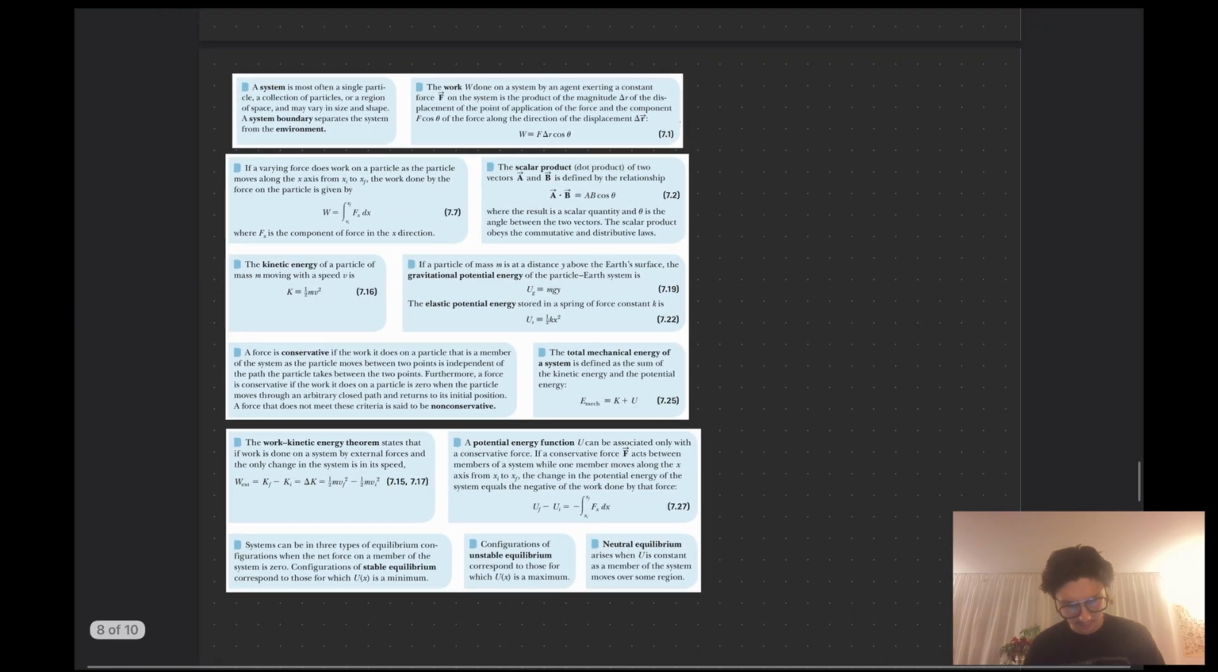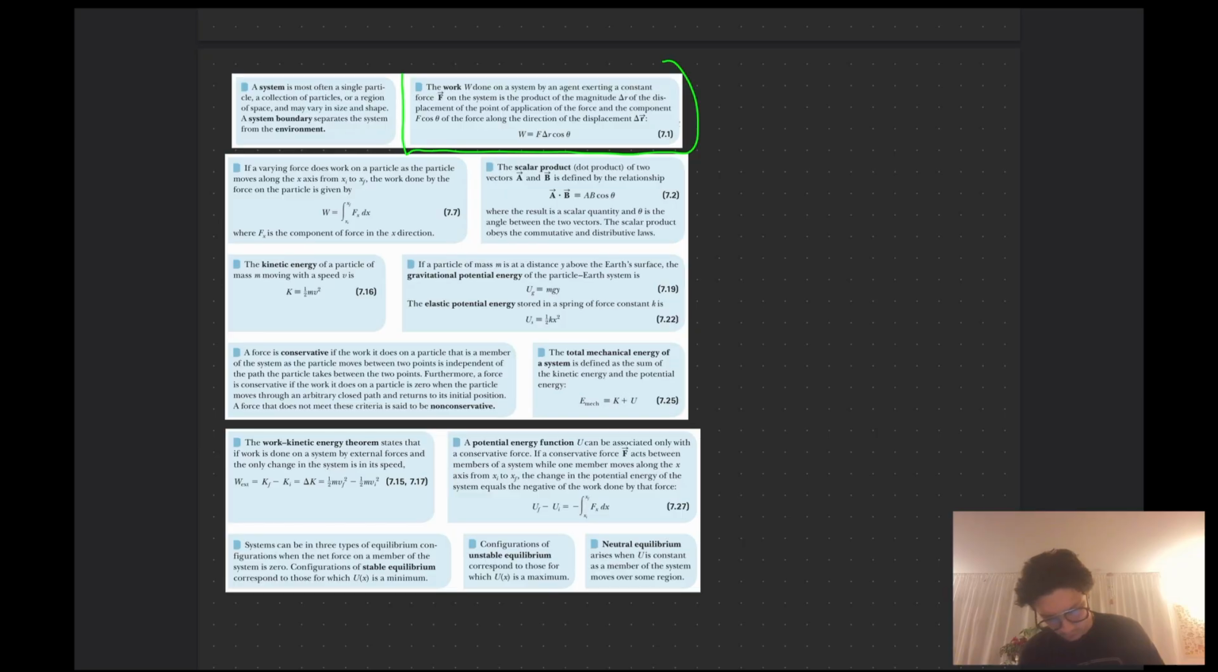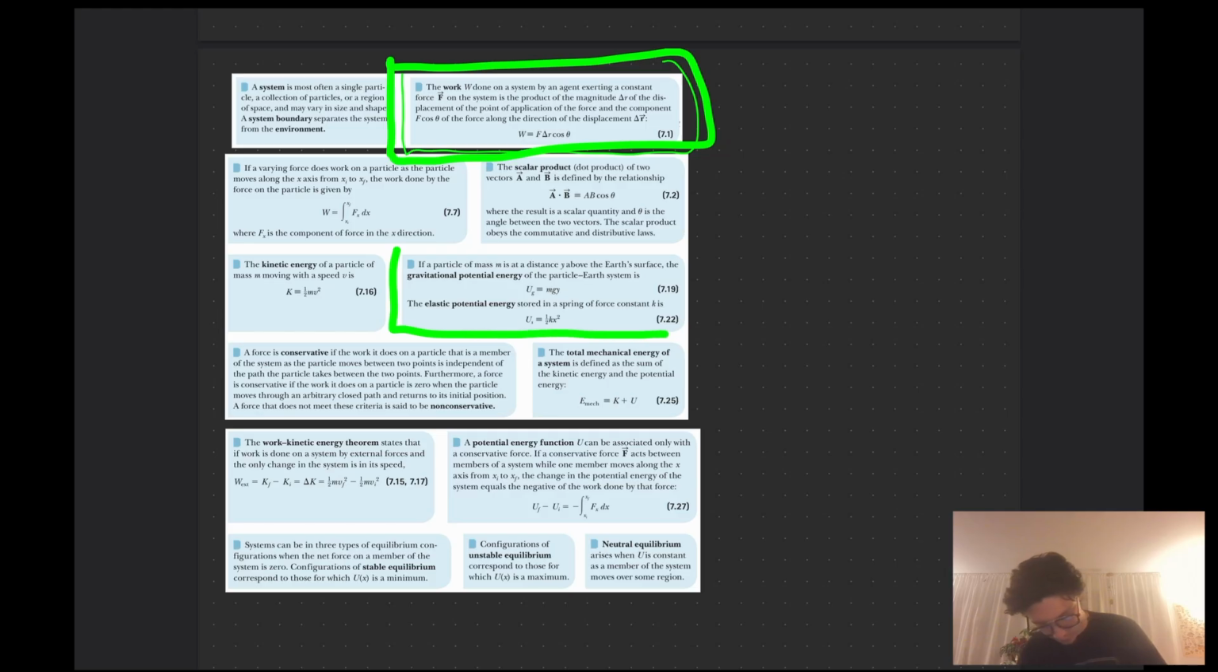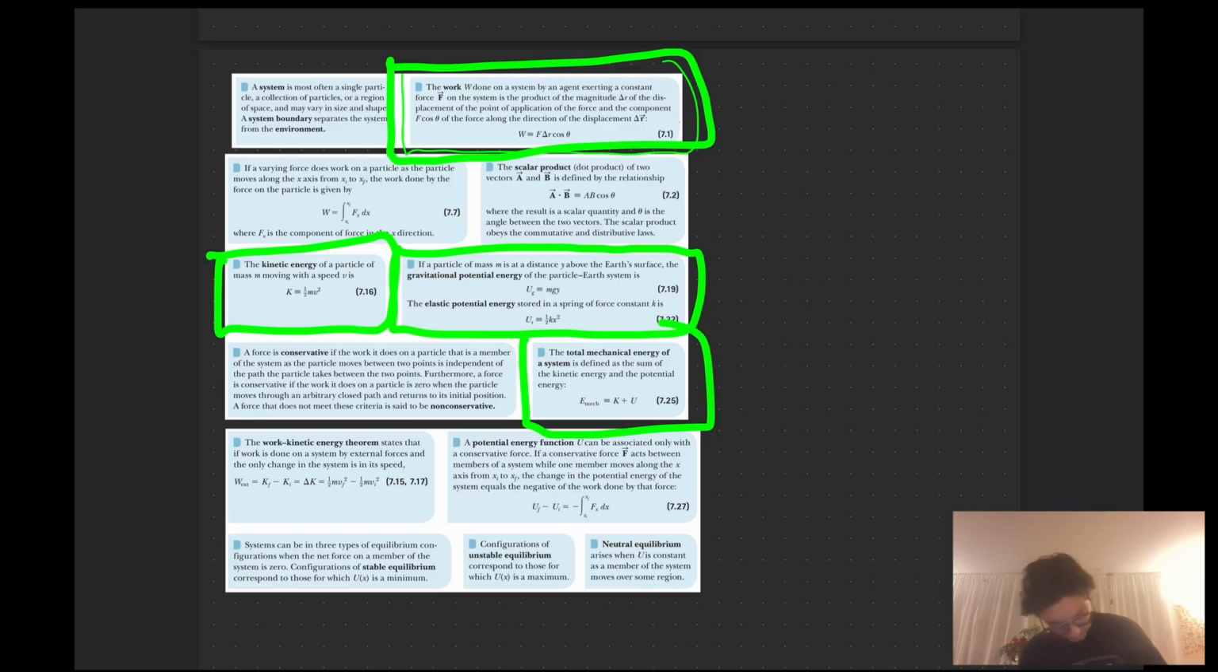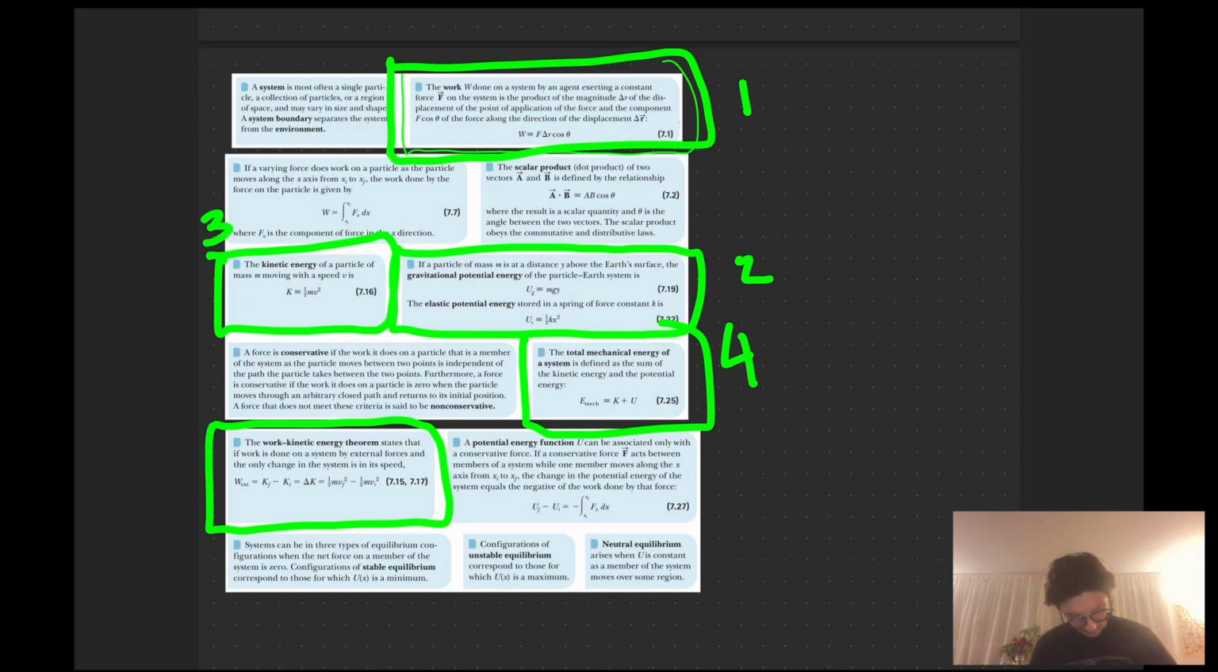So the main things for me that I'm going to circle is this work. Let me put this in a bold thing. This work, this gravitational and elastic potential energy, this thing about kinetic energy, this thing about total energy, and this thing right here. So these are super important. This is 1, 2, 3, 4, 5 pieces of things I have to learn.